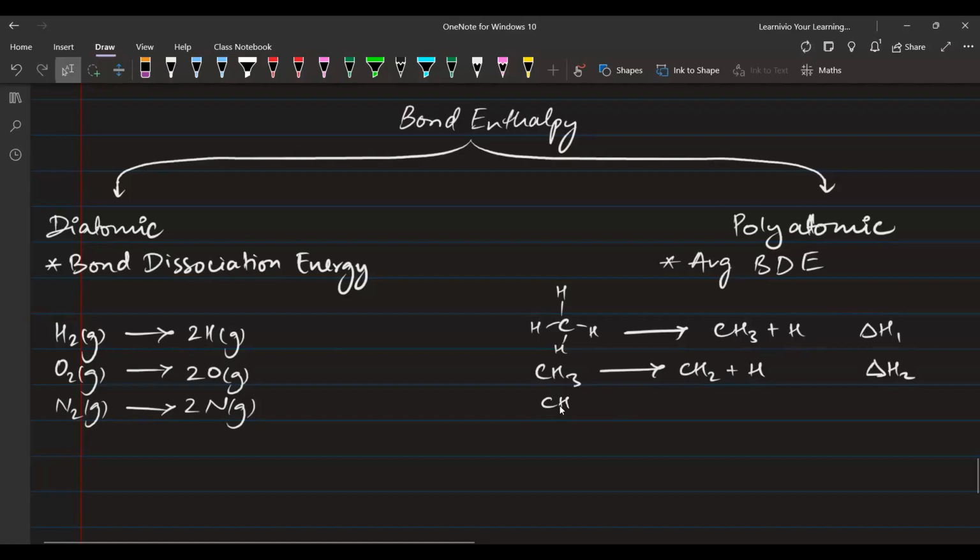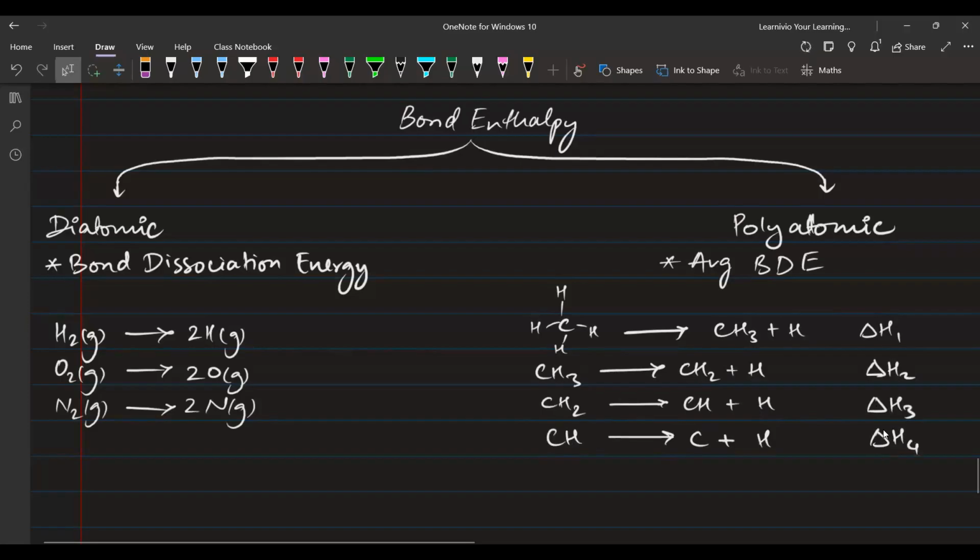Then after that, from CH2 you will get CH plus H. This will be delta H3. Now this H is enthalpy, not hydrogen. Then you have CH remaining. The last one you break, then you will get C and 1 H. So this is delta H4.